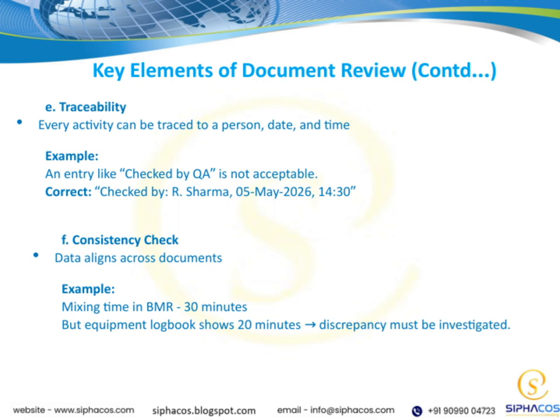Moving on, another key element in document review is traceability. This is about making sure every activity can be traced back to a specific person, date, and time. For instance, if you see an entry that simply says checked by QA, that's not acceptable because it doesn't tell us who actually performed the check, when it was done, or the exact time. Instead, the proper way to record it would be something like checked by R. Sharma, 5 May 2026, 1430. This level of detail ensures that each step can be reliably traced back, which is crucial for accountability and audit readiness.